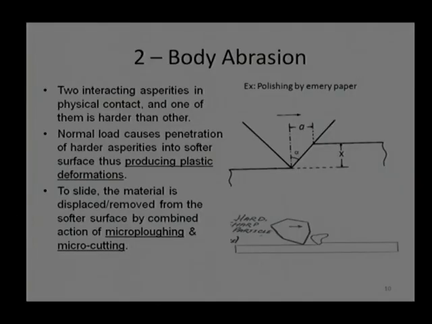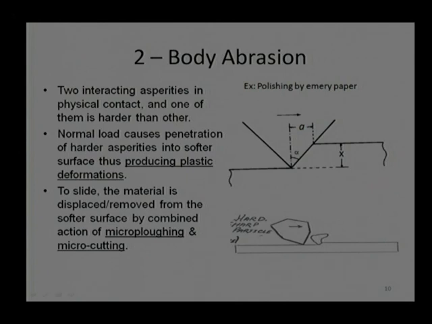Let us start with the two body abrasion. We will try to develop some quantification of the relation and how this wear can be reduced. When we have a mathematical model, we can play with the parameters. So, what is written here? The example is given as a polishing by emery paper.